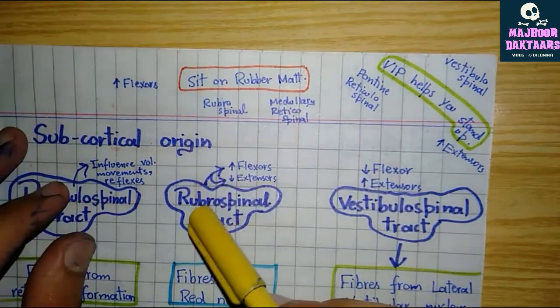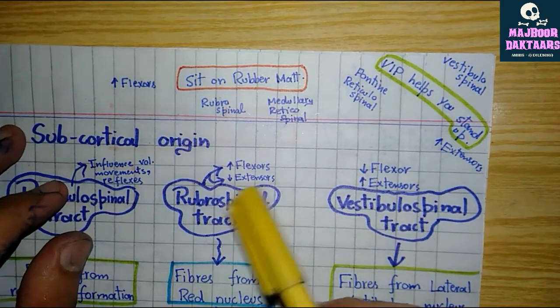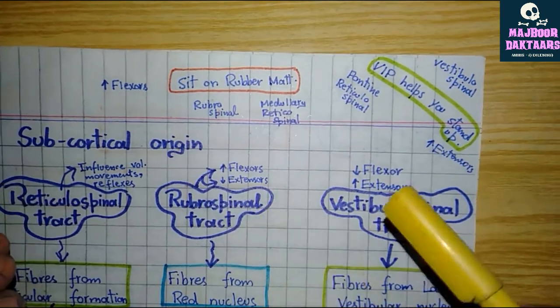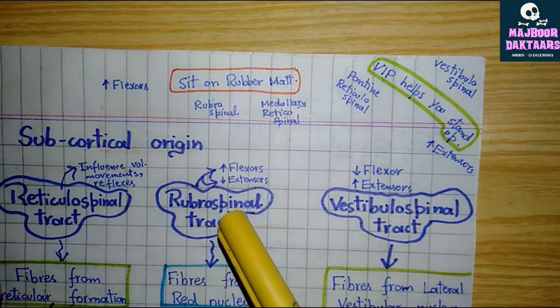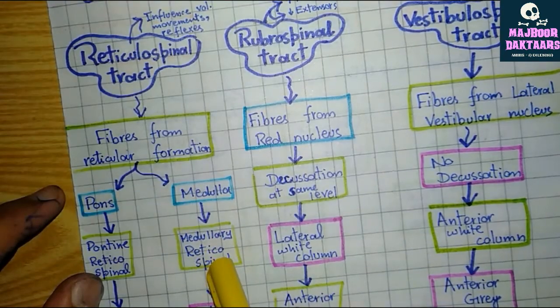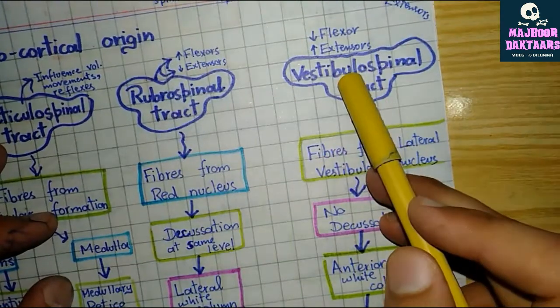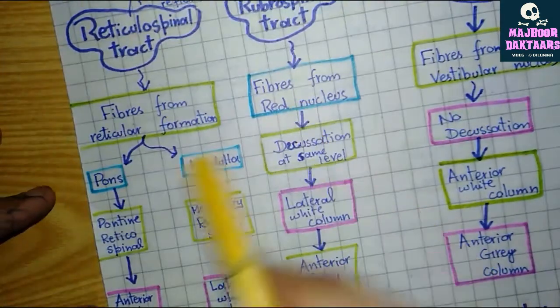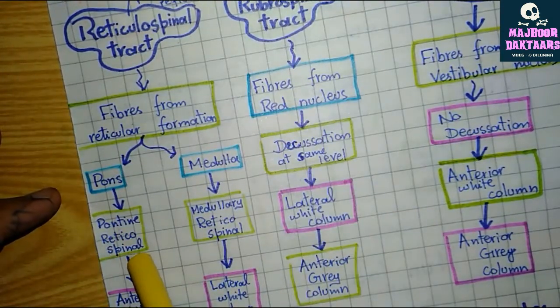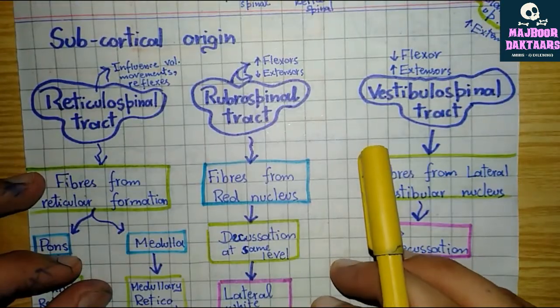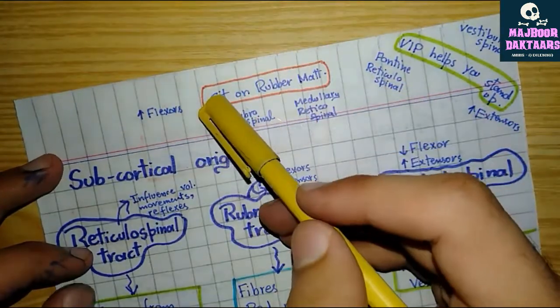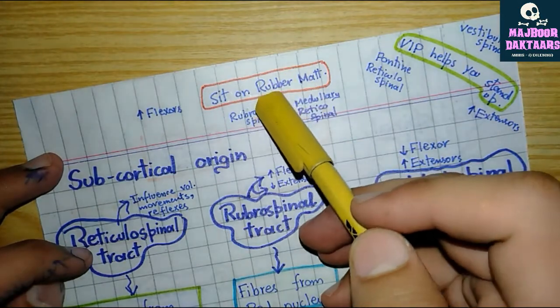Now the fun thing about rubro and the vestibulospinal tract, which are opposite to each other, is that the rubrospinal tract is assisted by the medullary reticulospinal tract, while the vestibulospinal tract is assisted by the pontine reticulospinal tract. Seems difficult? I have a mnemonic for it. It is: sit on a rubber mat. You are sitting on a rubber mat.